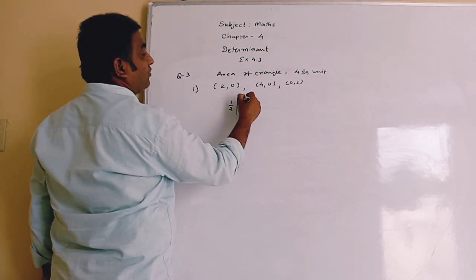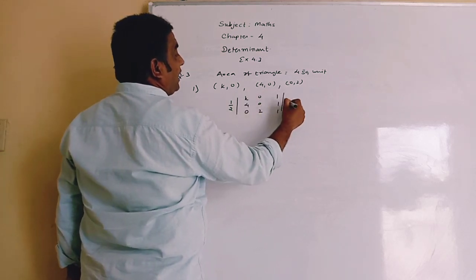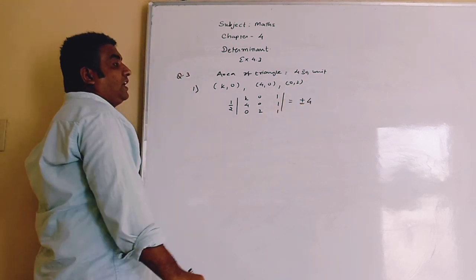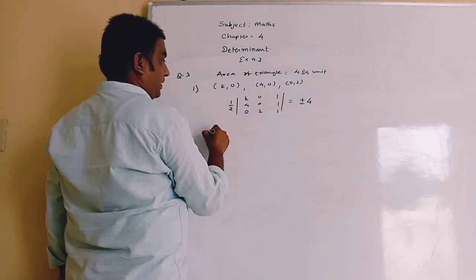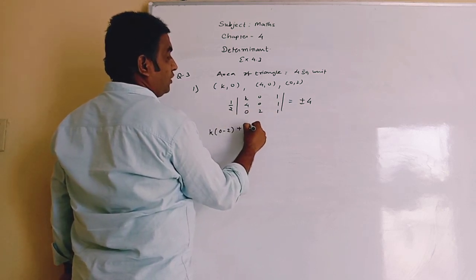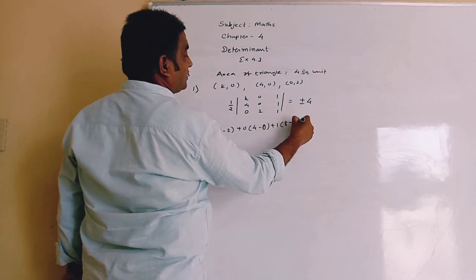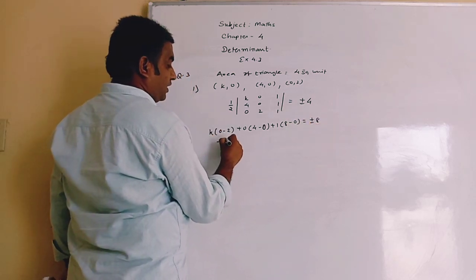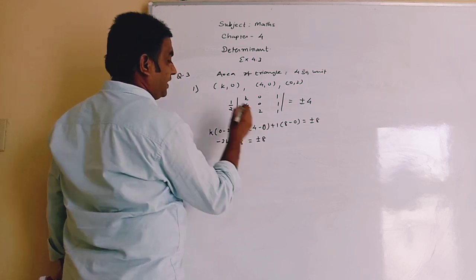So 1 by 2 times the determinant |k 0 1; 4 0 1; 0 2 1| equals plus or minus 4, because we don't know whether the answer is plus or minus, so we have to take plus or minus 4. So 2 multiply this side, and with this we simplify, then k into (0 minus 2) plus 0 into (4 minus 1), sorry, 0 plus 1 into (8 minus 0) equals plus or minus 8. So minus 2k plus 0 plus 8 equals plus or minus 8.